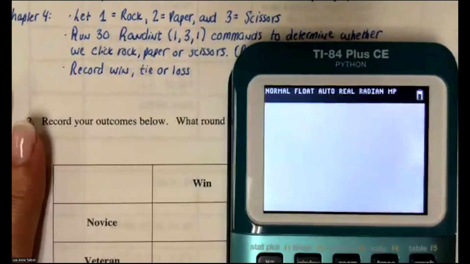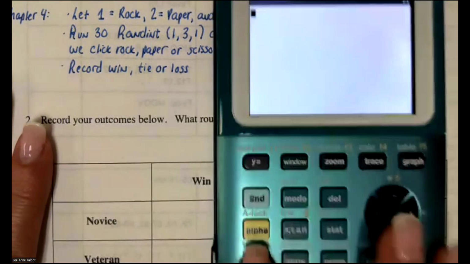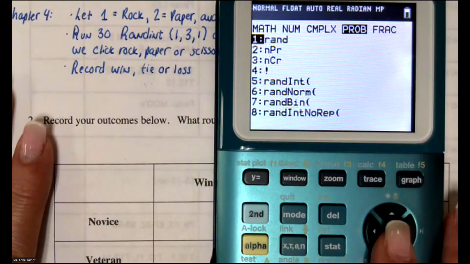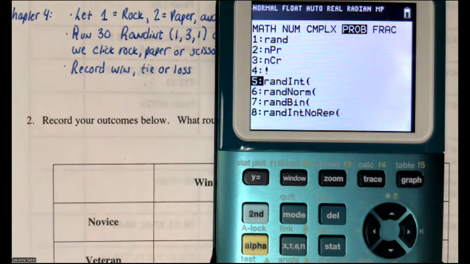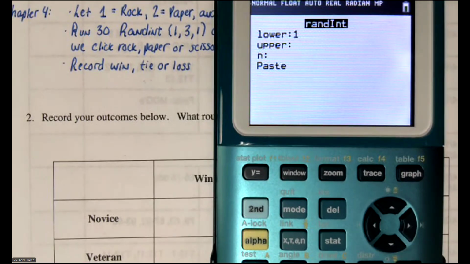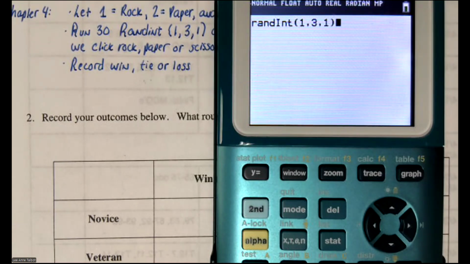So graphing calculator people, hit the math button, scroll over to probability, and number 5 on mine. I don't know if it's number 5 for everyone. RandInt. Hit enter. You want the lowest number you get to be a 1, the highest number to be 3, and you're just going to do one at a time for sanity purposes. We could do all 30 at once, but for sanity purposes, we're going to do one at a time. Does that make sense? Everybody good so far? Okay, so if I hit enter and then hit enter again, that would be a scissors.